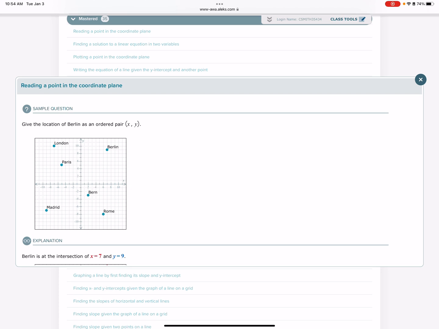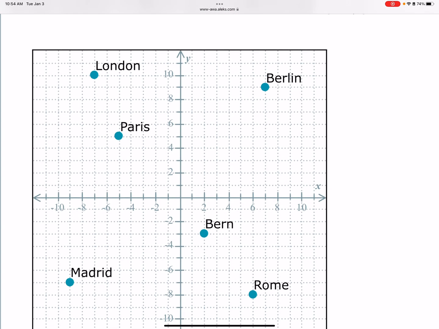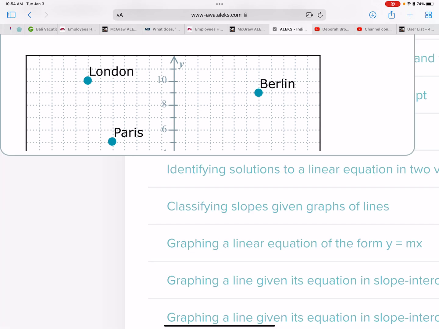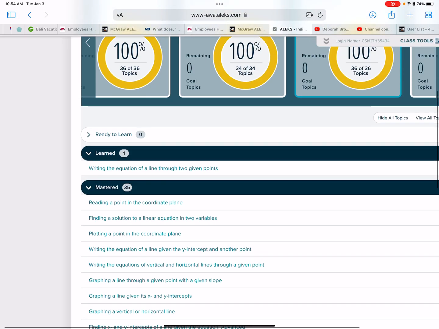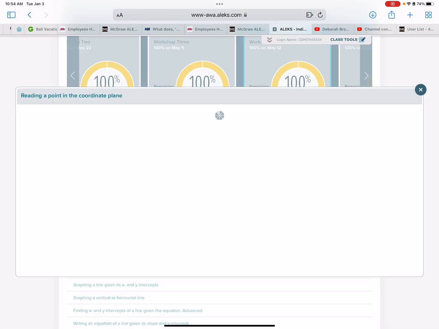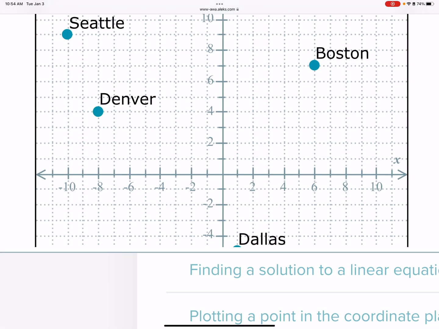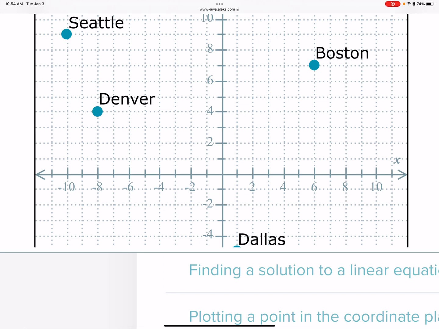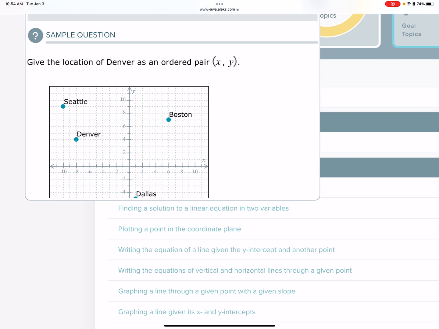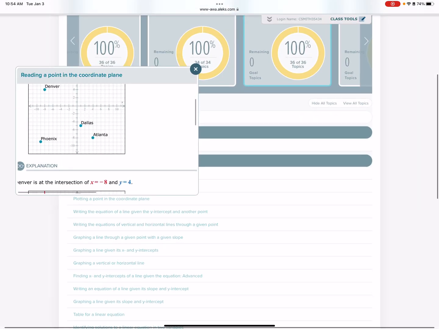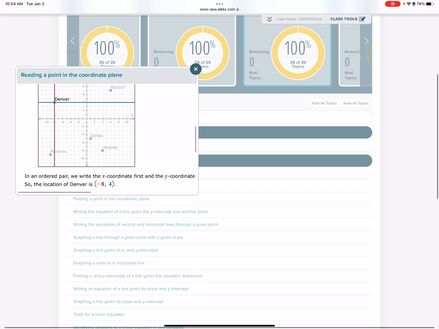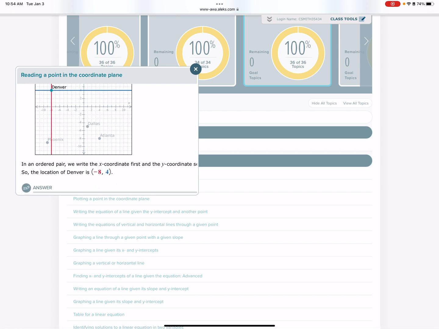Okay, so for this one, it's just reminding you that you list the x-axis, which is, of course, the horizontal axis, and the y-axis is the vertical axis. So if you see, this one says Denver. When I go to the x-axis, I count 1, 2, 3, 4, 5, 6, 7, 8 to the left. Left is negative. And then 4 positive. And so on this graph, Denver is going to be -8, +4. And in parentheses, you would put -8, comma, +4.